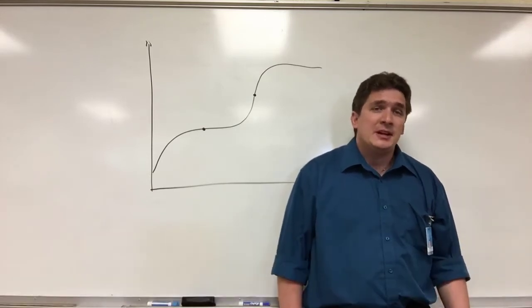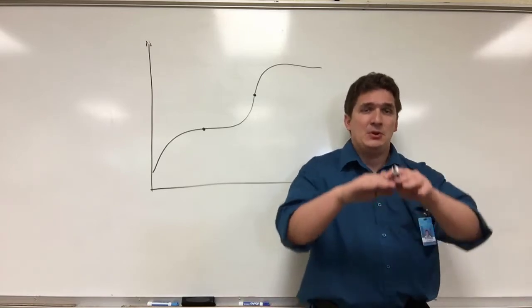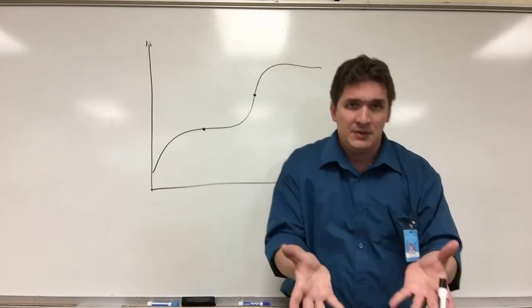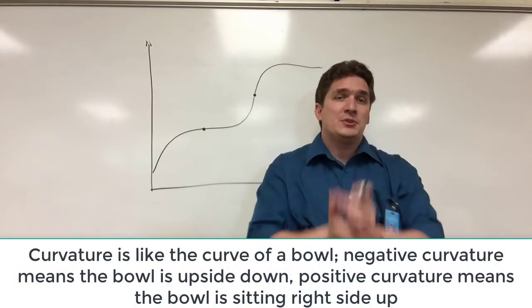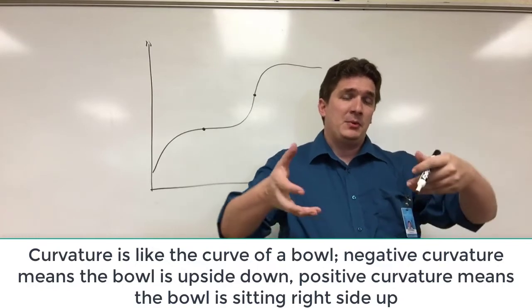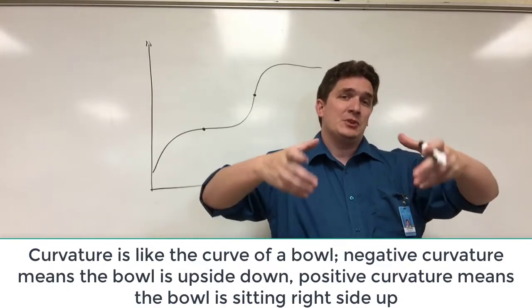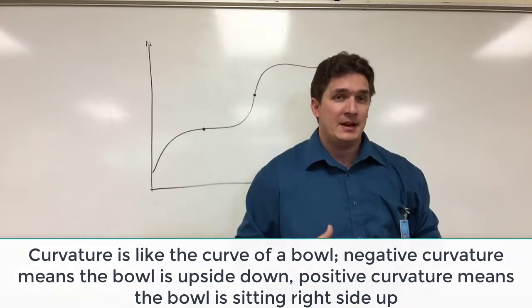So when we talk about curvature, the best way to think about it is think of it as a bowl. So a bowl has a curve associated with it. Now, if the bowl was open up, we call this a positive or upwards curvature. So if we were to pour water in this bowl, it would fill the bowl. The reverse of this is a negative or downwards curvature. So in this case, the bowl is face down. If we put water into it, it'll pour right back out.